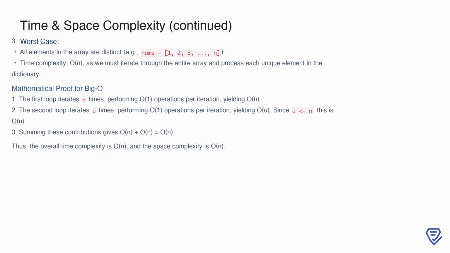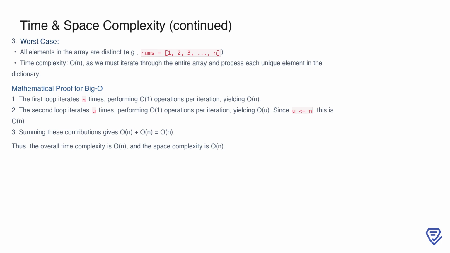Here, we need to iterate through the entire array and process each unique element in the dictionary, resulting in a time complexity of O(n). To mathematically verify the big O analysis, consider the two main loops. The first loop iterates n times, performing constant time operations per iteration, which contributes O(n). The second loop iterates u times, where u is the number of unique elements, also performing constant time operations per iteration. Since u is bounded by n, this step also contributes O(n).